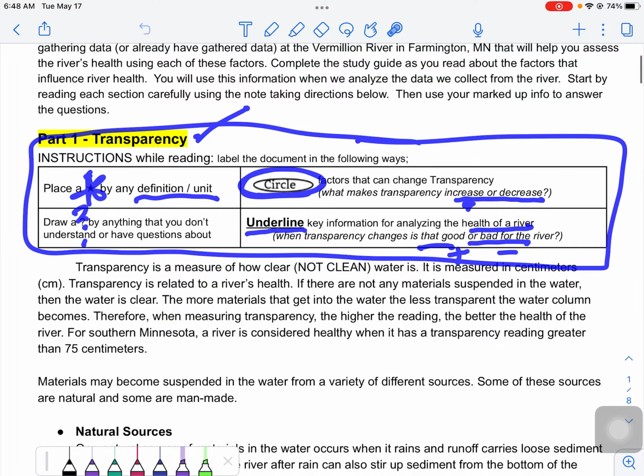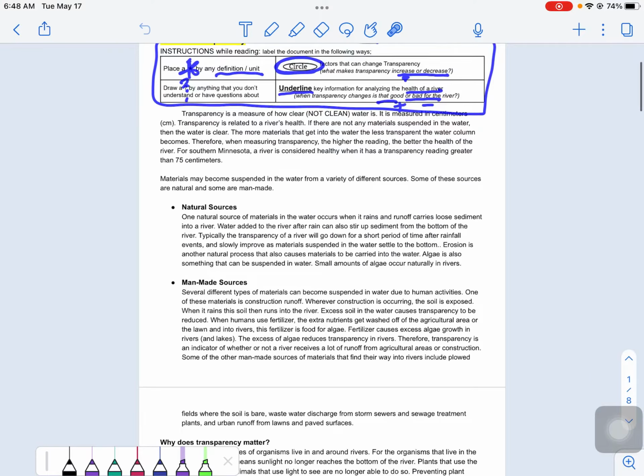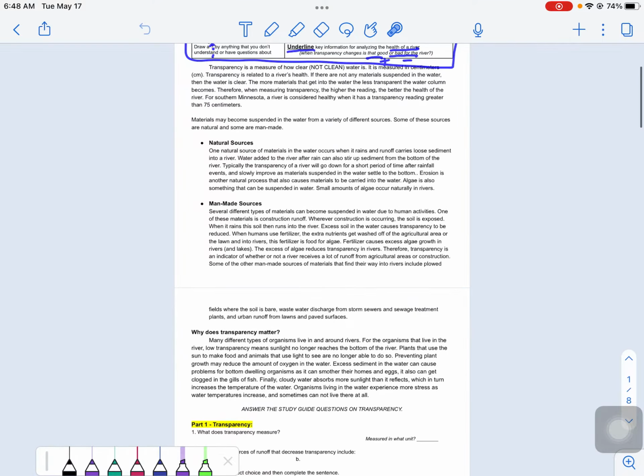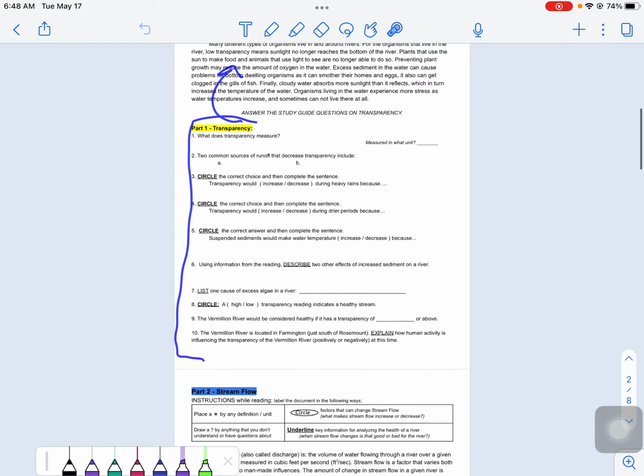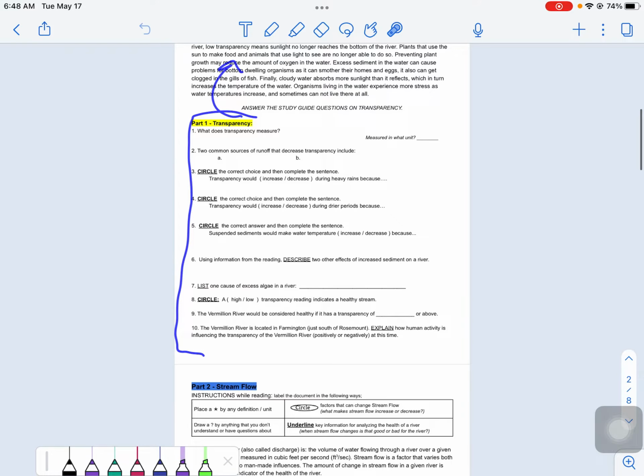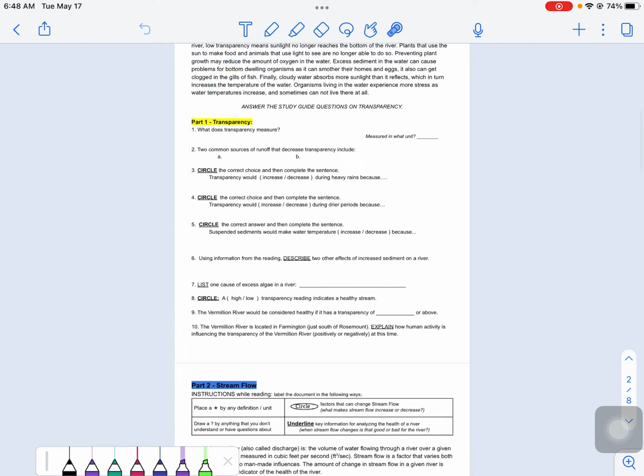So with this assignment, I'm looking for 2 things. One, that your reading, which is short right here, is marked up with those symbols, as well as your questions are answered. And everything to answer these is coming right from the reading. So if you miss something, just circle back, okay?